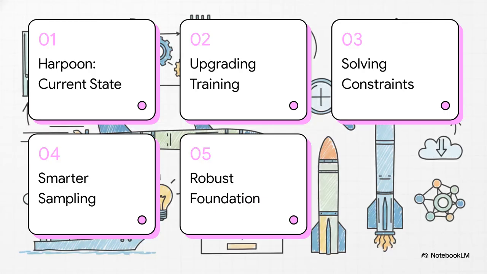All right, so here's our game plan for today. We're going to start by looking at where Harpoon is right now. Then we'll get our hands dirty upgrading the training engine, tackling its constraint problems, and figuring out smarter ways to sample data. And to wrap it all up, we'll talk about building a much stronger foundation for the whole thing. Let's get right into it.